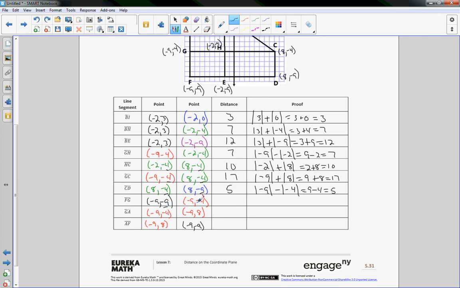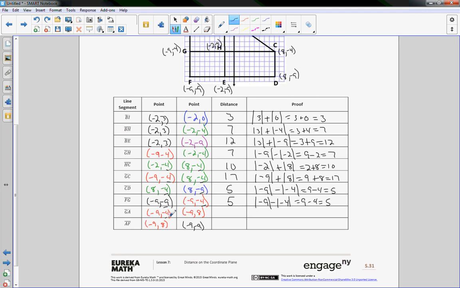In this one, we're looking at the y's. They're different numbers, and they're both negative, so we're going to add. Or, I'm sorry, subtract. So the absolute value of -9 minus the absolute value of -4 equals 9 minus 4, which equals 5.